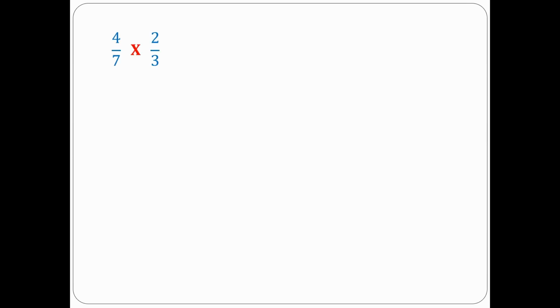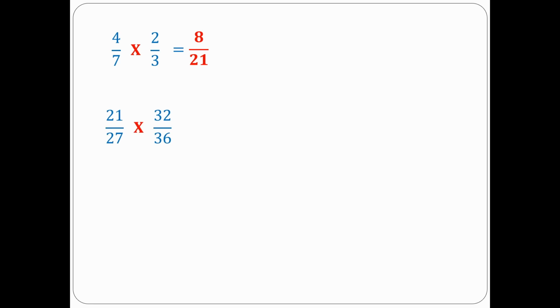Let's say we have 4 over 7 times 2 over 3. Multiplication of fractions is simple to do. Just multiply each numerator and each denominator. So 4 times 2 is 8 and 7 times 3 is 21. And our answer is 8 over 21. Sometimes the given fractions are large numbers.